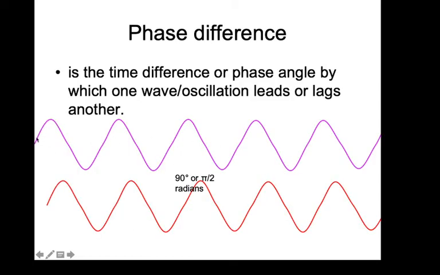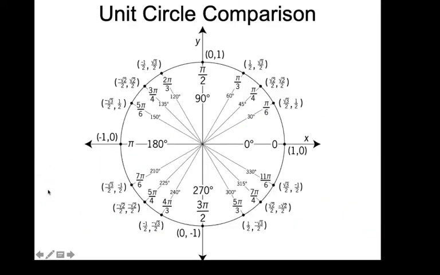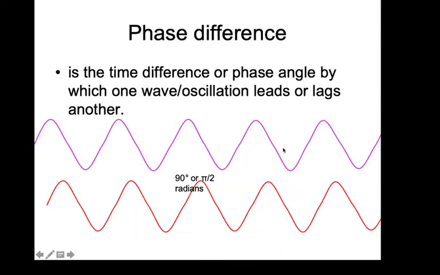Another way to do it would be to be 90 degrees off. So that would be, again, if we're looking at our y component of this unit circle, this one will start its simple harmonic motion. It'll go for 90 degrees or pi over 2 radians, and then our second one will begin from here. So we end up always being 90 degrees out of phase, or pi over 2 radians out of phase.